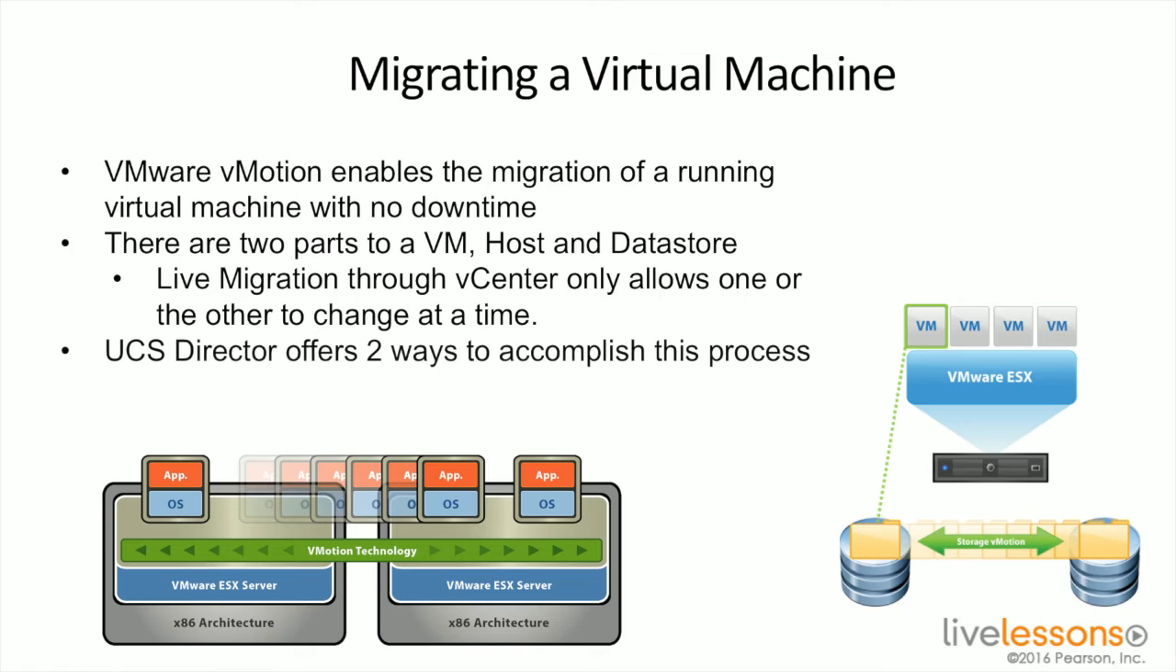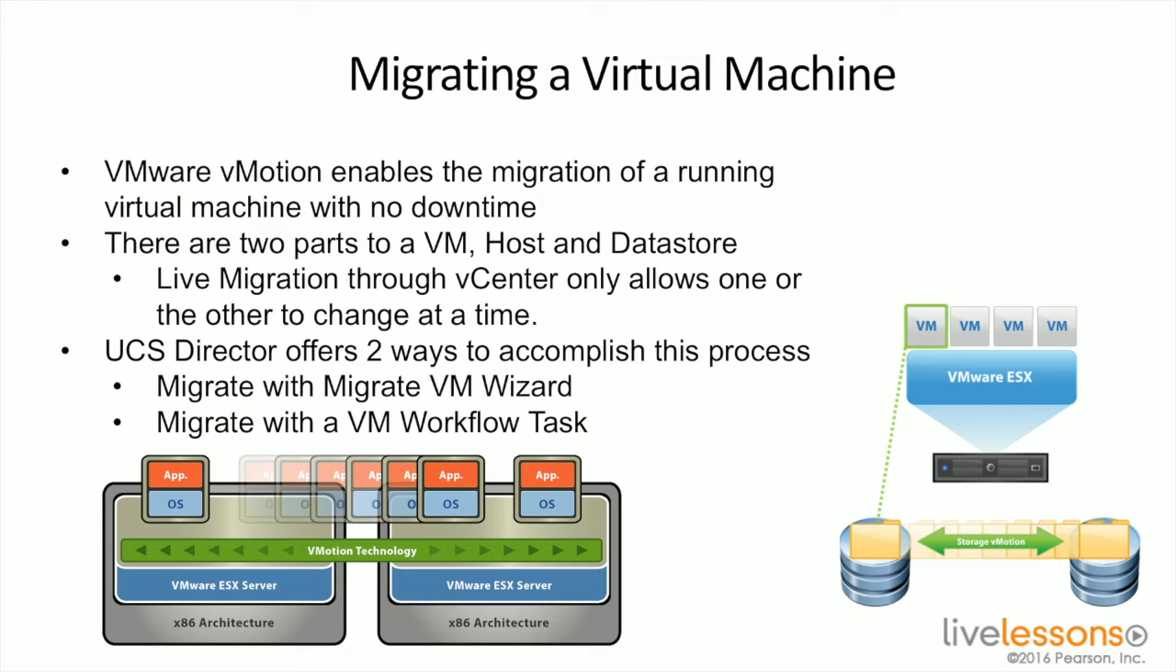The benefit here is that within UCS Director, I can offer a number of different ways to accomplish this. I can migrate a VM with a wizard, which allows you to migrate those two components together. Or I can migrate the VM with a workflow task, which allows you to do that multi-step process we talked about before. If I just need to move the host, I can use the wizard, or I can use a VM workflow task if I've got a more complicated process. Bottom line, it's very flexible and it's built into UCS Director.